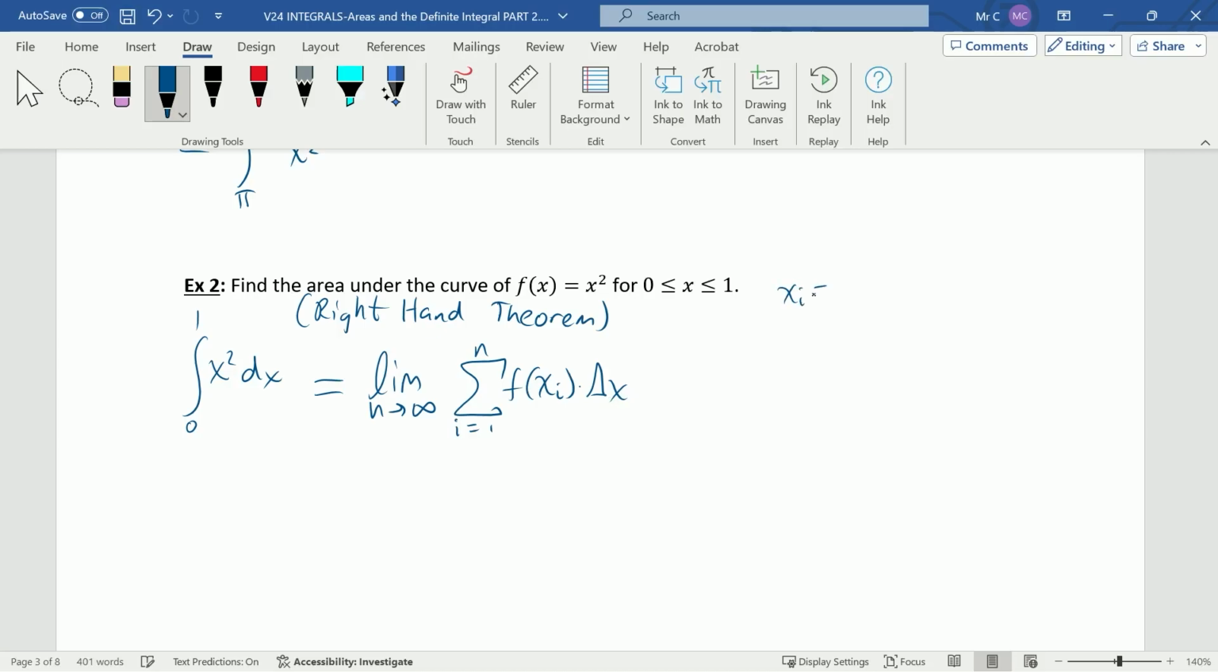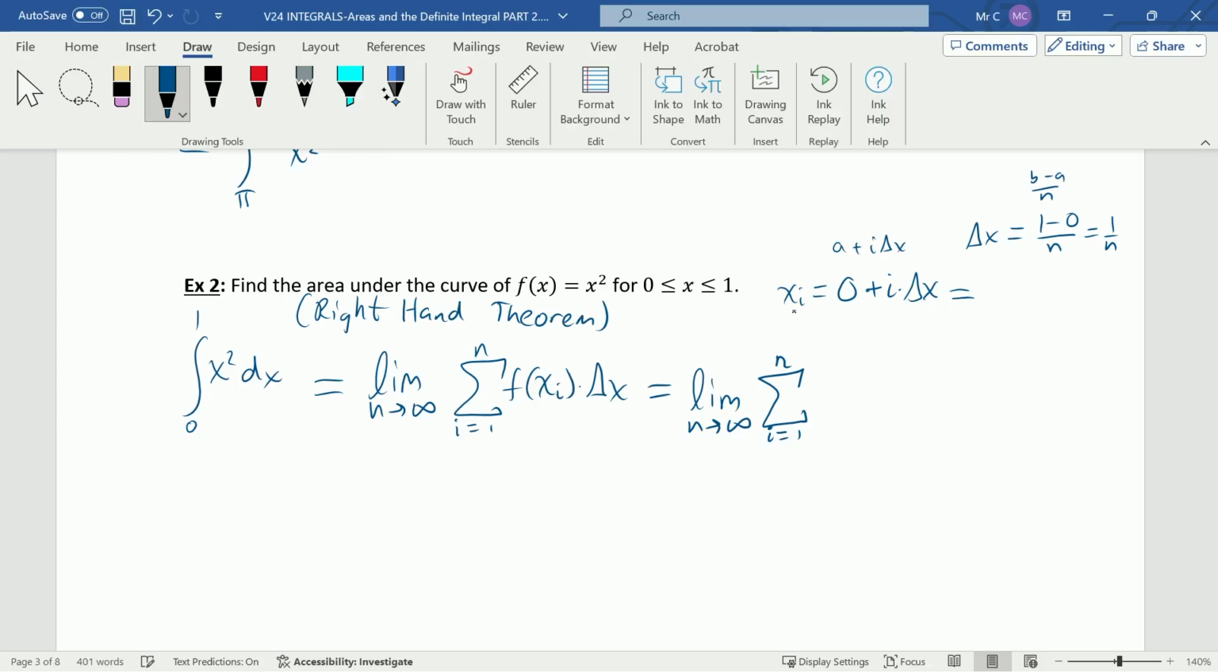And of course, x sub i is 0 plus i delta x, right? So 0 plus i times delta x. What's delta x? Well, delta x is (1 minus 0) over n, or 1 over n. That's (b minus a) over n. So same thing we've been doing. Nothing different. The difference here is that we're not using a fixed n. We're asking what happens when n goes to infinity. Now that does make the computation more difficult, but not undoable.